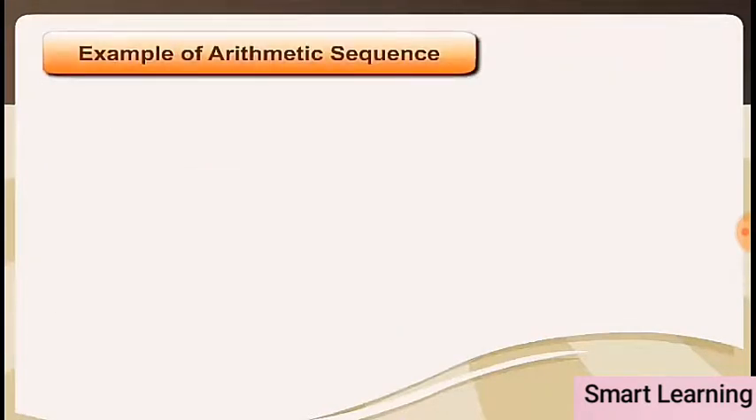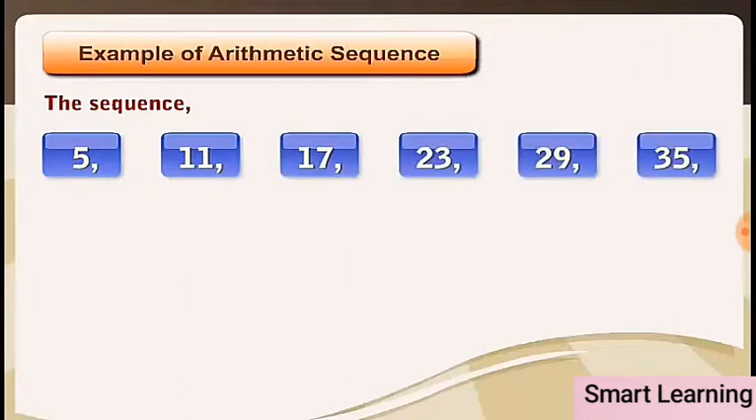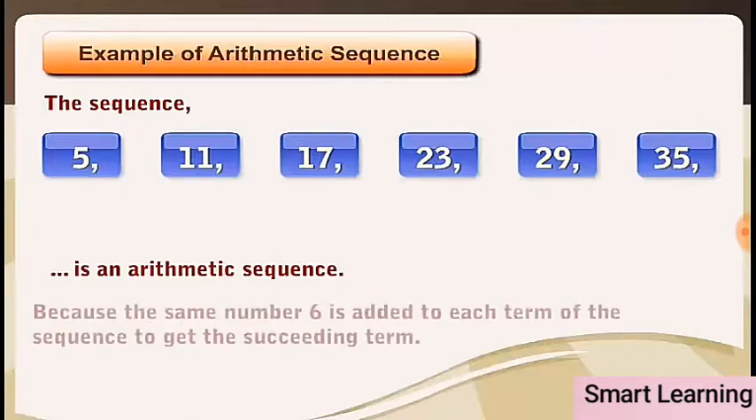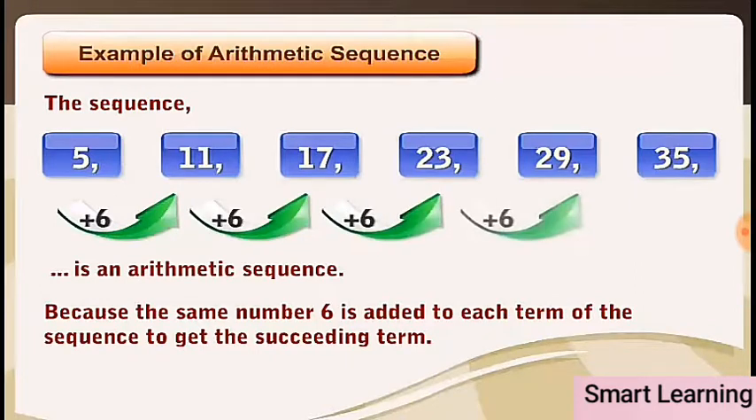Let us take an example of arithmetic sequence. The sequence 5, 11, 17, 23, 29, 35 is an arithmetic sequence, because the same number 6 is added to each term of the sequence to get the succeeding term. This fixed number is called the common difference of the AP. Remember that common difference can be positive, negative or 0.